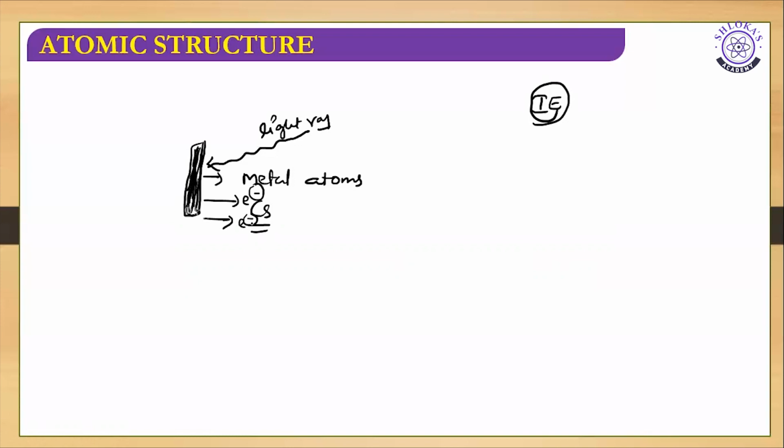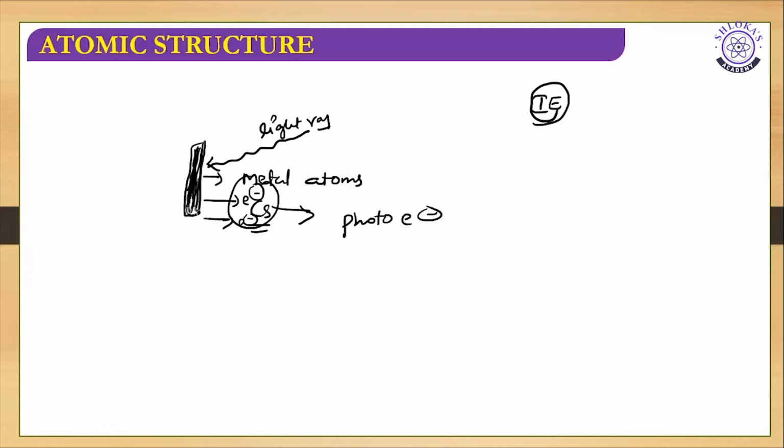That means the ejection of an electron from a metal surface when it is irradiated by light of suitable frequency or suitable wavelength is known as the photoelectric effect. The electrons that come out during this phenomenon are called photoelectrons, and the whole phenomenon is known as the photoelectric effect.